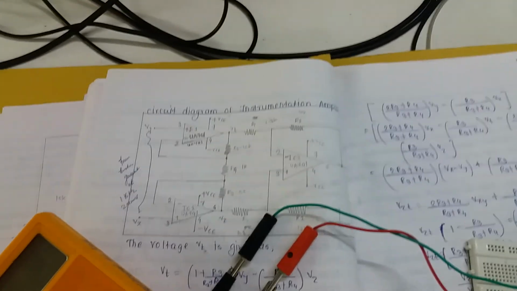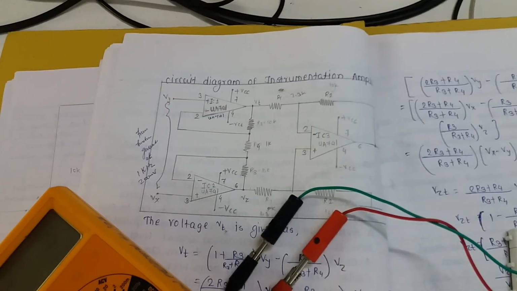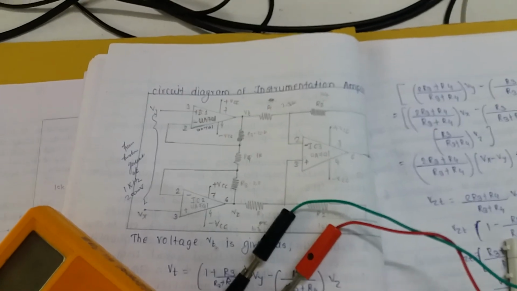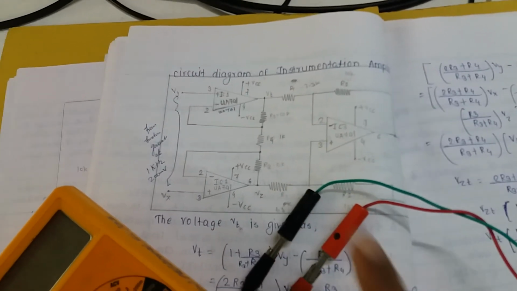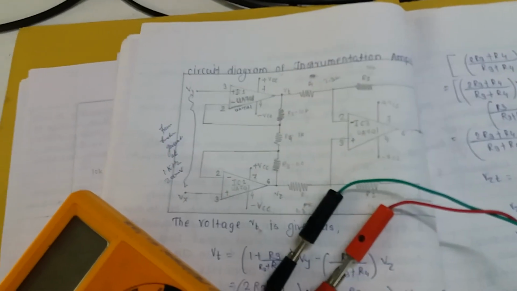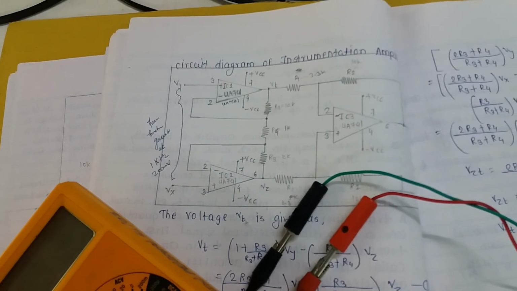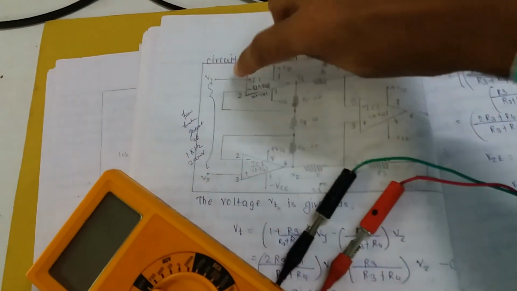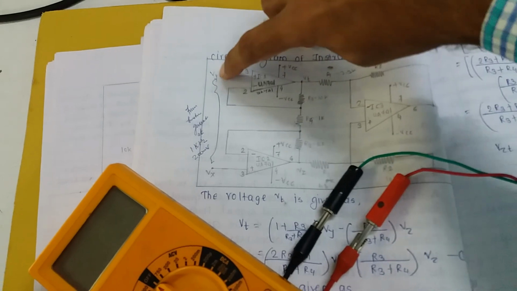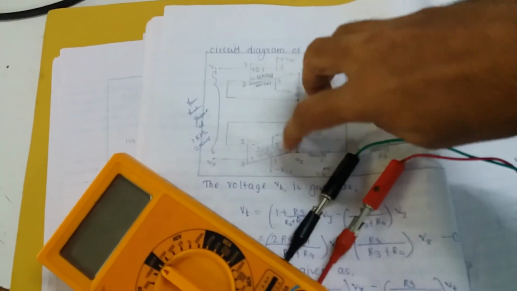Welcome all of you. In this experiment you are going to see about the instrumentation amplifier. This is the instrumentation amplifier circuit diagram. It consists of three 741 operational amplifiers. Here, the IC number 1 third pin and IC number 2 third pin.